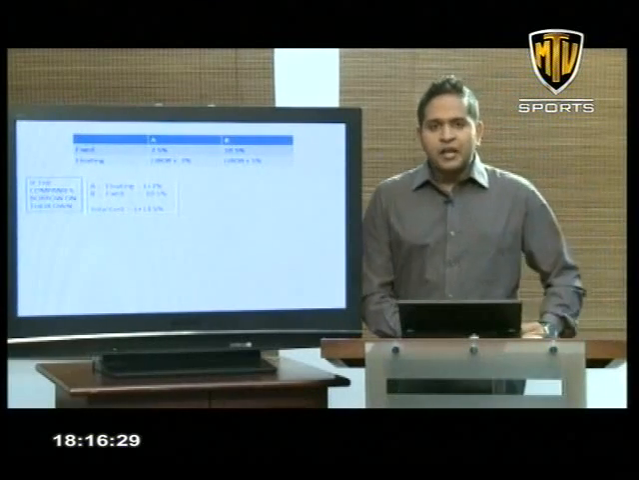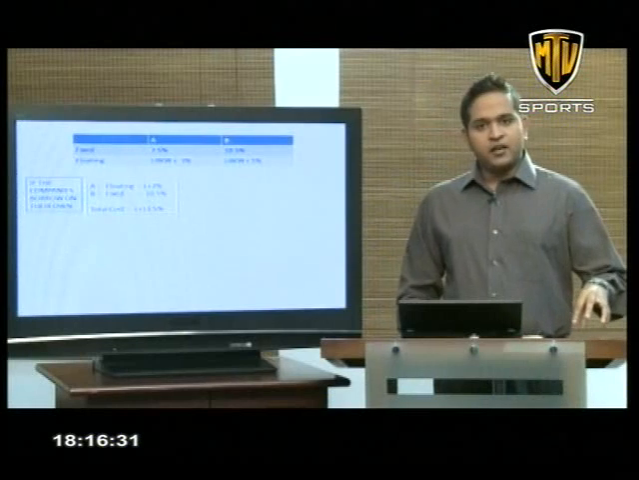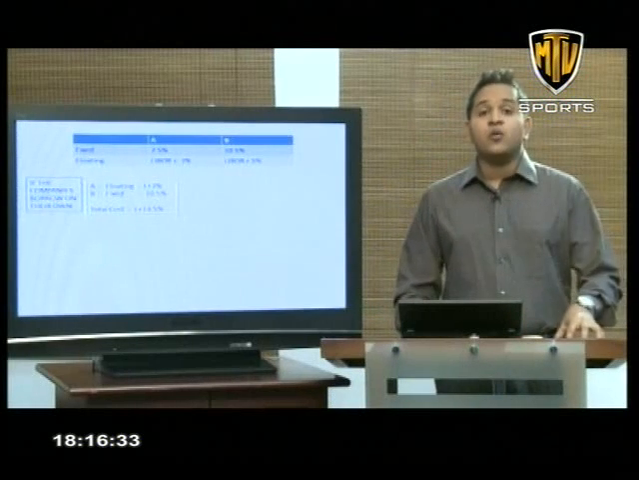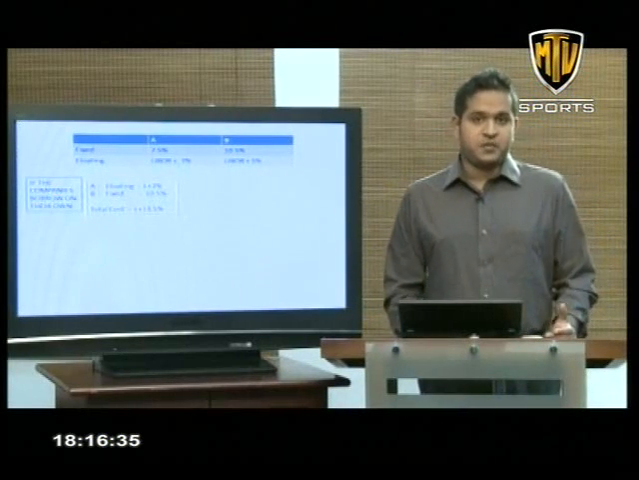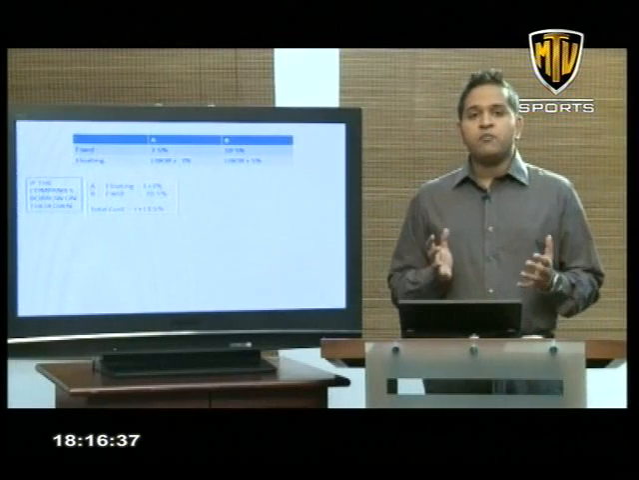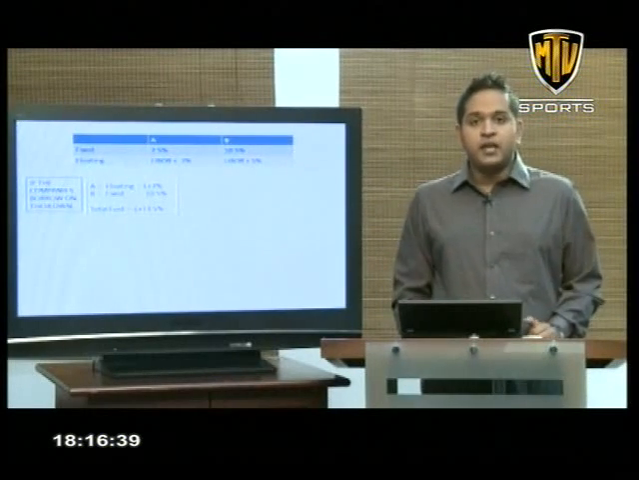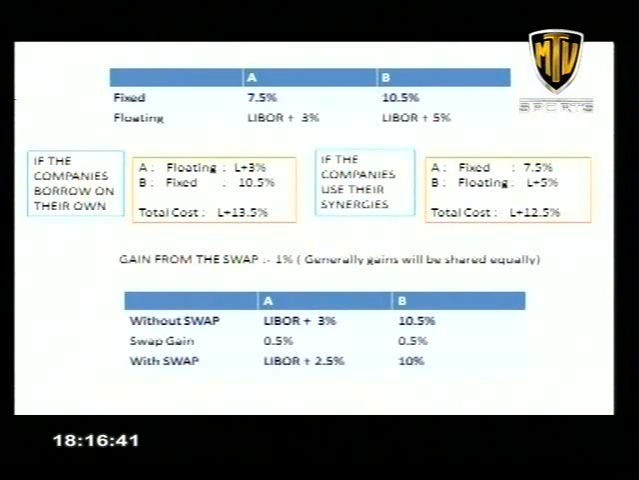I will do a simple calculation and see if these two companies go on their own, what would be their total cost, because the same borrowing amount, what would be the total interest cost of company A plus B, and that comes up to L plus 13.5. It's a straightforward calculation. Now I can take a slightly different stance. When I look at the data, even though A prefers to be floating, A is the guy who's having a better bargaining power, and A prefers to be floating.